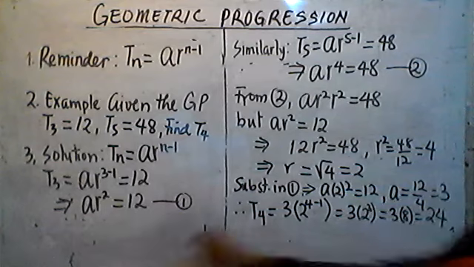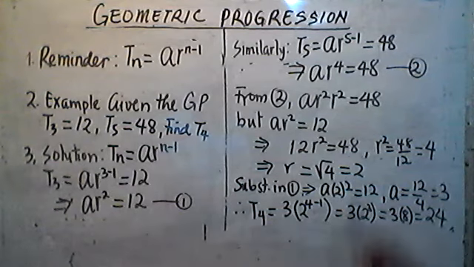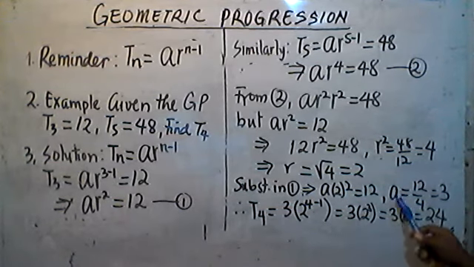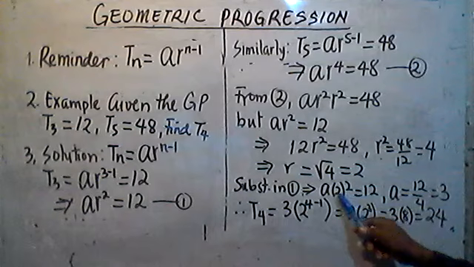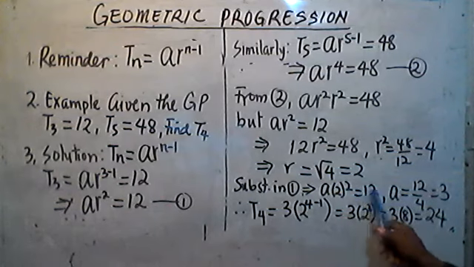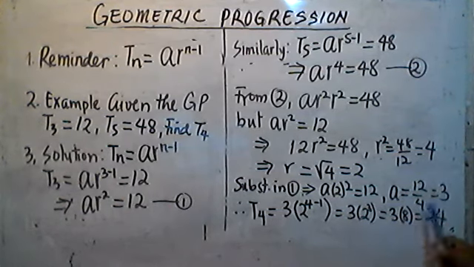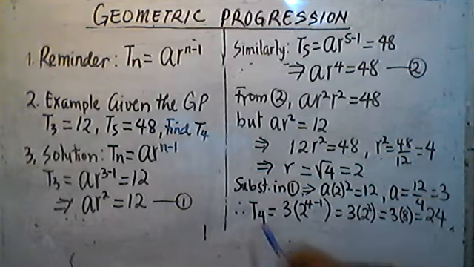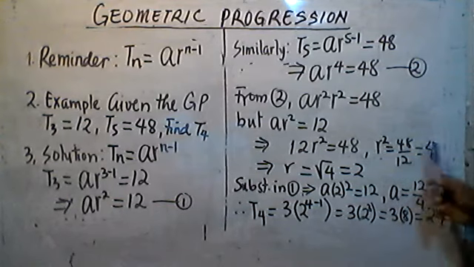ar squared, and r is 2. a times 2 squared is equal to 12. 2 squared is 4, so you divide this side by 4 too. You have a is equal to 12 over 4, and that is 3. Now, to find the fourth term, you have gotten your a, the first term, and your r, the 2.